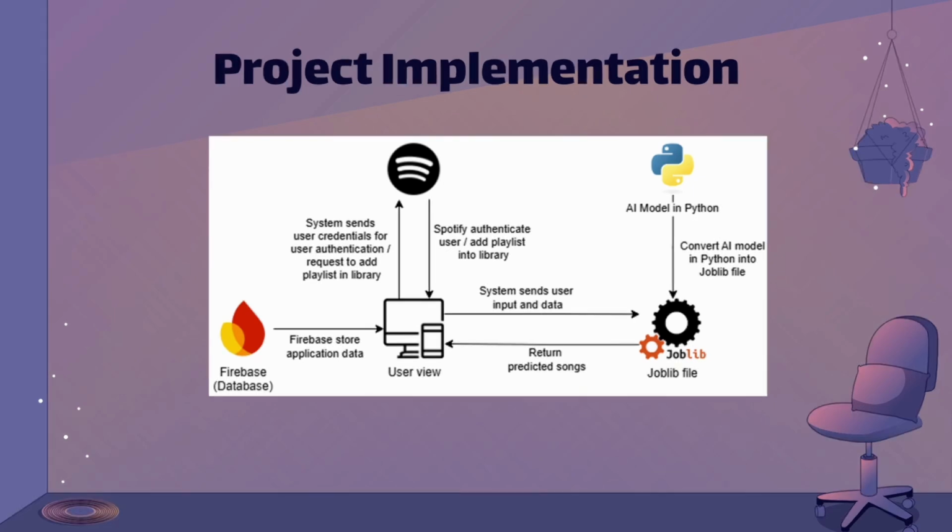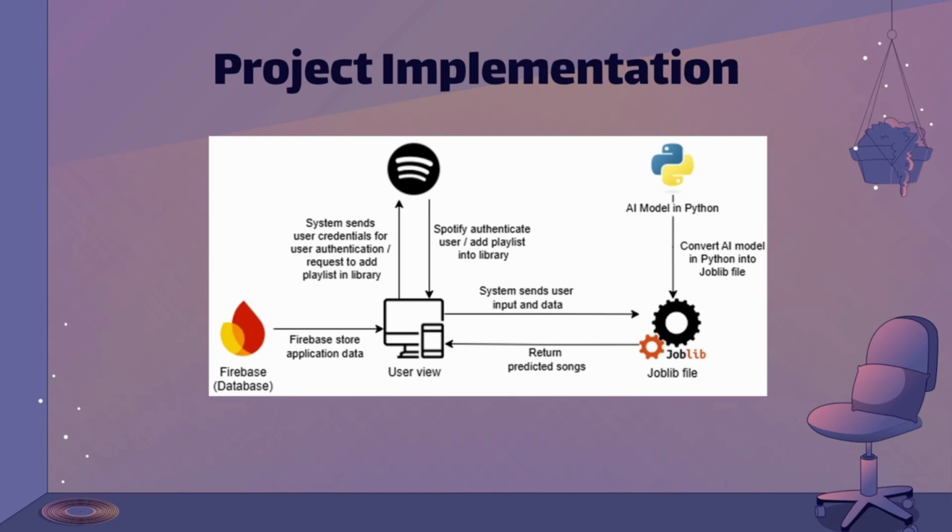User will authorize PulsePlay to allow the system to access their Spotify data. The system will retrieve the user's listening history, top tracks, and saved tracks to ensure personalized music recommendations. The system will then extract the audio features, then send it to the decision tree model in the joblib file. The model will return the songs and its predicted mood. The system will then match the predicted song mood with the user's mood input.